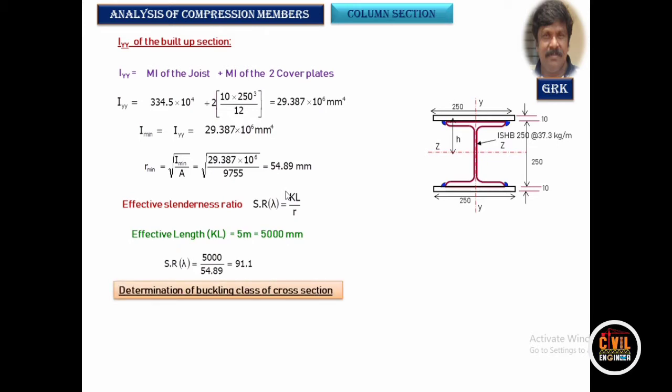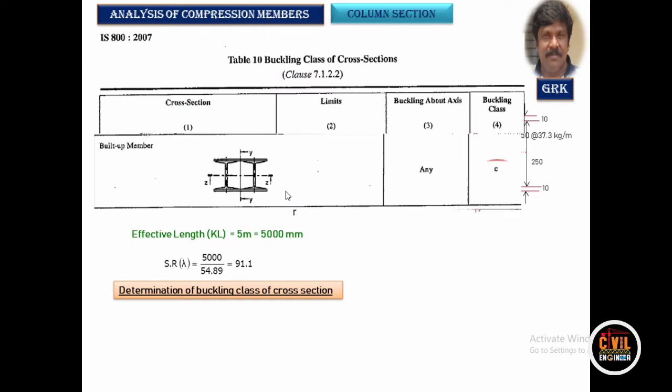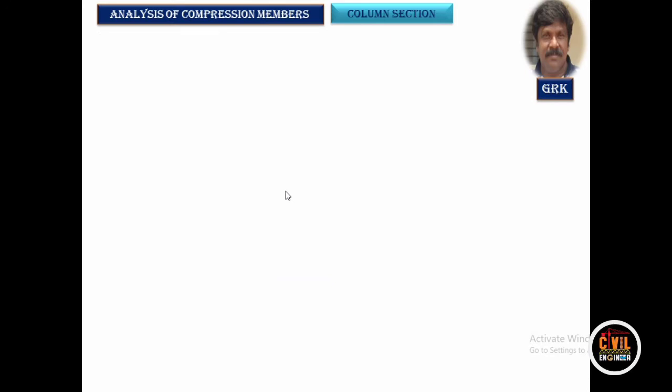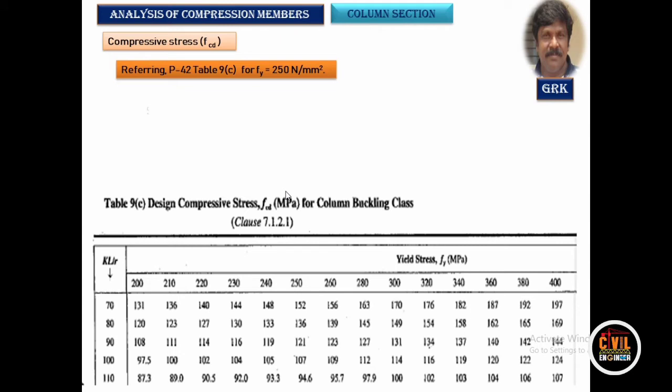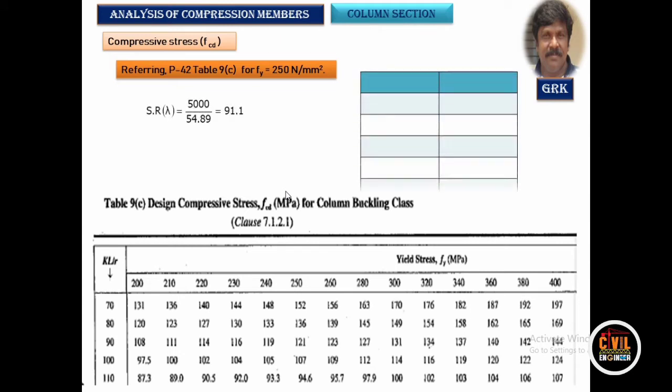Coming to the buckling class, we know very well that for all the built up sections we have to refer to buckling class C from table 10 of the code book. Looking into table 9C on page number 42 of IS 800, let us get the value of fcd for the slenderness ratio equal to 91.1.